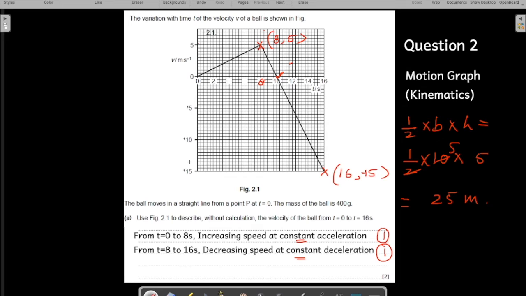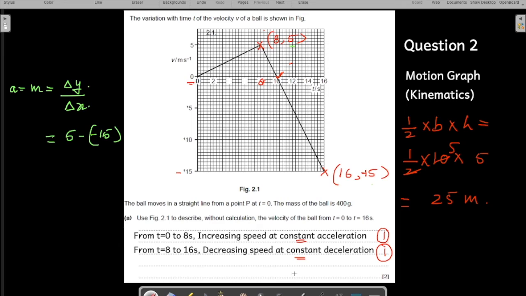Minus 15. If you see, this is all negative because you're below the x-axis. So what is the formula for the gradient? Acceleration will be equal to the gradient. The formula for gradient is change in y over change in x. So what is the change in y? 5 minus 15. 5 minus minus 15.